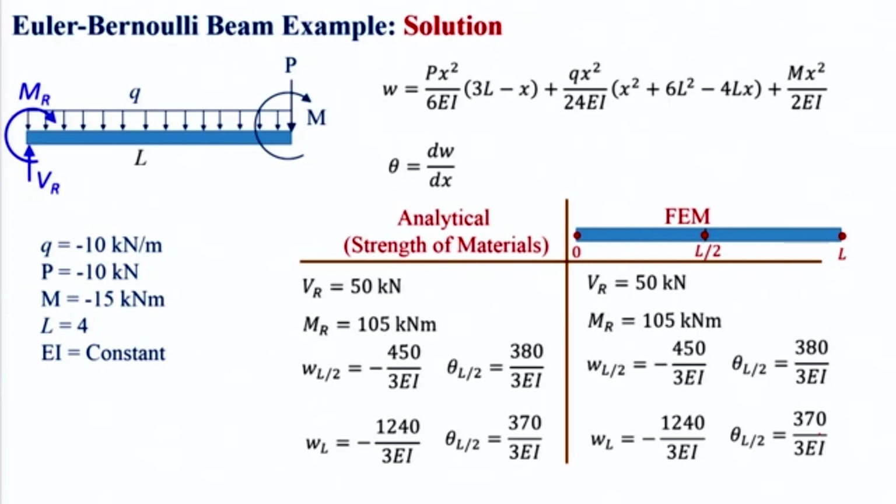Okay. So, these are the values we have, and this is the displacement we can compute from strength of materials. This part is for the axial force, not for the tip load P. This part is for the distributed load Q, and this part is for the moment M. So, total displacement will be this. Now, this is the comparison.